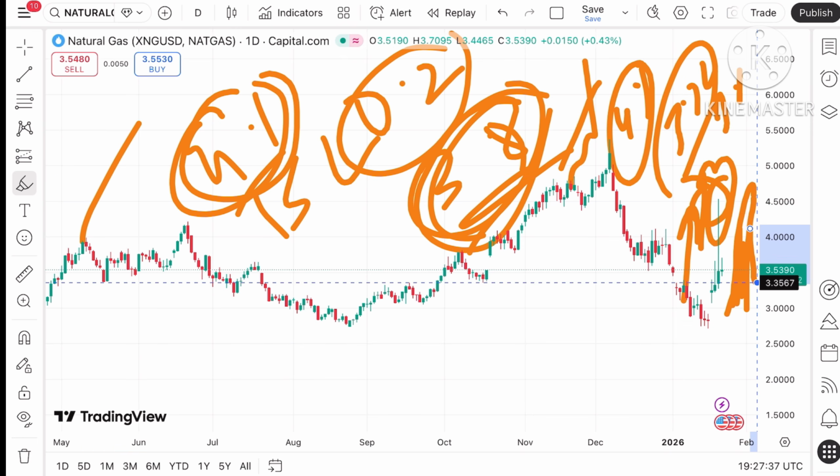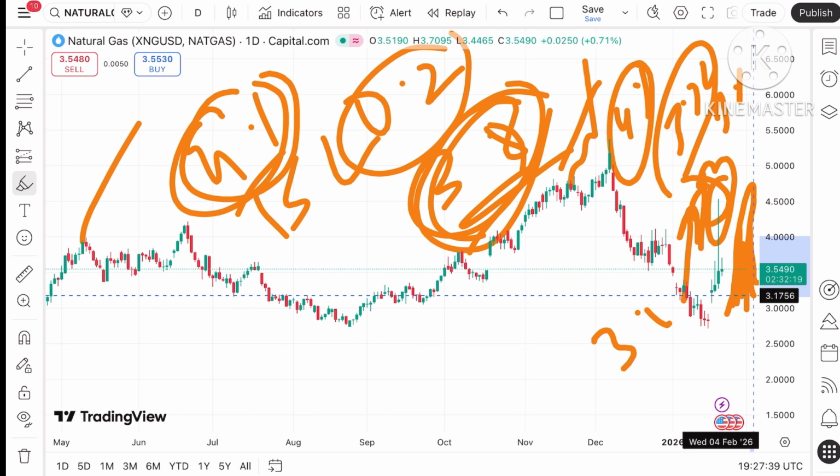But if the price starts going below $3.4, we can see it can come down towards 3.2, to a level where this gap can be filled.